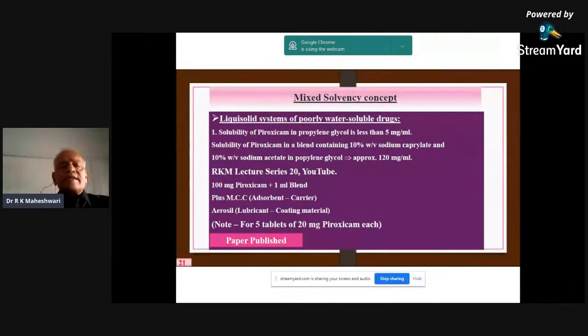So in this way you are able to make a tablet or capsule of this poorly water soluble drug for fast dissolution. The paper has been published. Please refer to RKM lecture series 20.